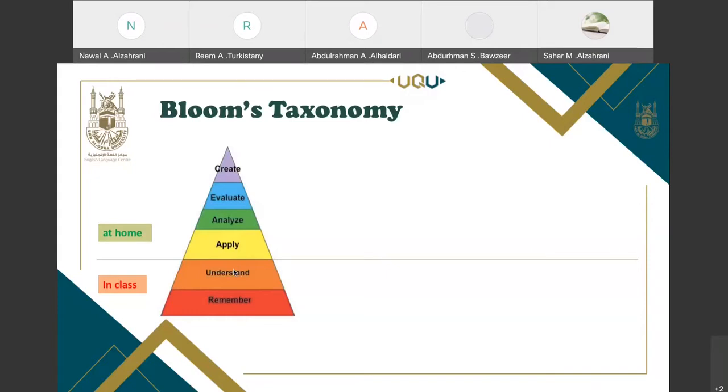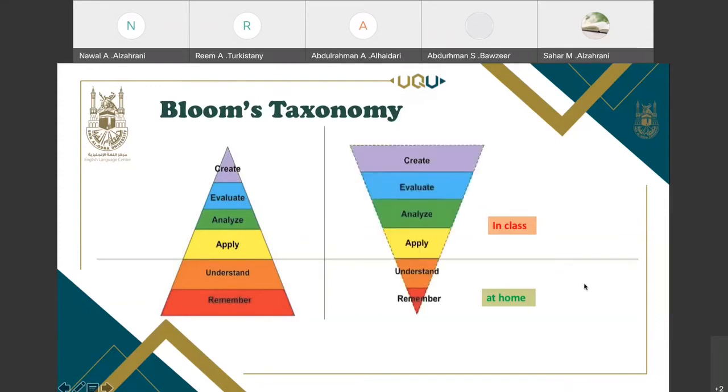So experts were asking, why don't we flip this taxonomy? Why don't we flip this idea to start at home and then in class? So what is the shape of the taxonomy? It's going to be upside down. The lowest level of thinking doesn't take much time, okay? So remembering and understanding are done at home. They are introduced to the students at home, whereas the other higher levels of thinking, like application, analysis, evaluation, I'm going to devote all of these to be done in the class. This is the idea of the flipped classroom.